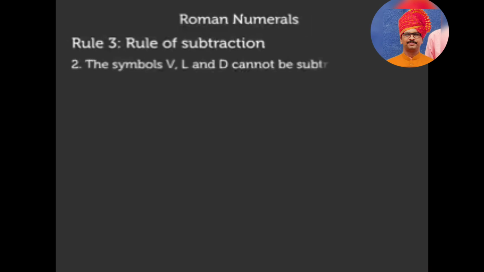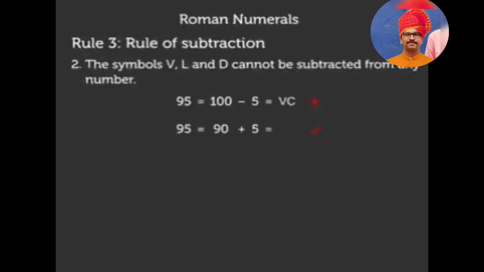Rule third. Rule of subtraction. The symbols V, L and D cannot be subtracted from any number. 95 is equal to 100 minus 5, which would be VC, but this is wrong. 95 should be written as 90 plus 5, which is XCV.